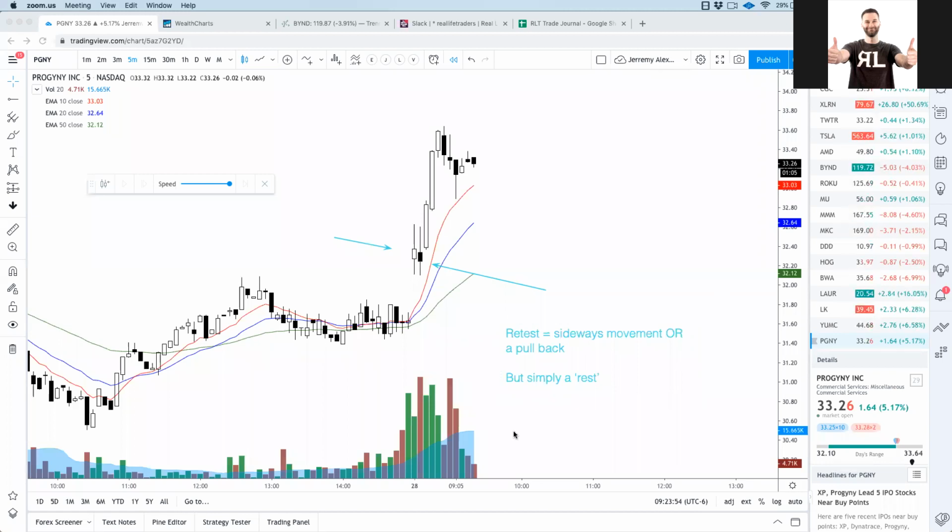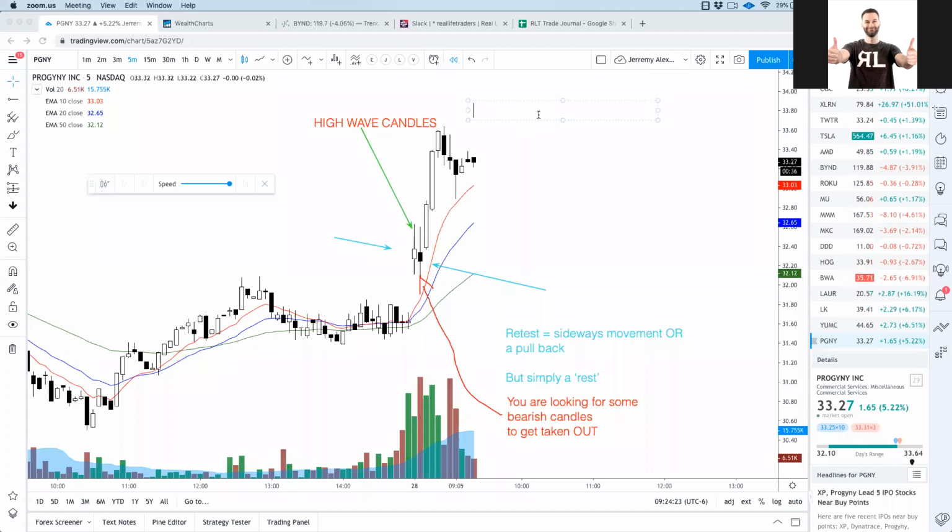And specifically, you are looking for some bearish candles to get taken out. When I say get taken out, I mean for the stock price to go above those candles, AKA this bearish candle right here. These two candles are high wave candles. High wave candles are my favorite candles to day trade based off of. Because a high wave candle represents what, ladies and gentlemen? Who can tell me? Who wants to give me the answer? High wave candles represent indecision. And indecision eventually becomes decision.